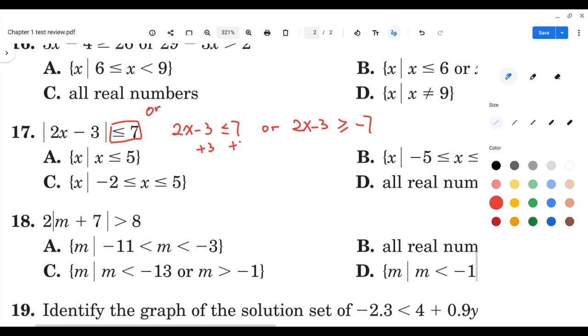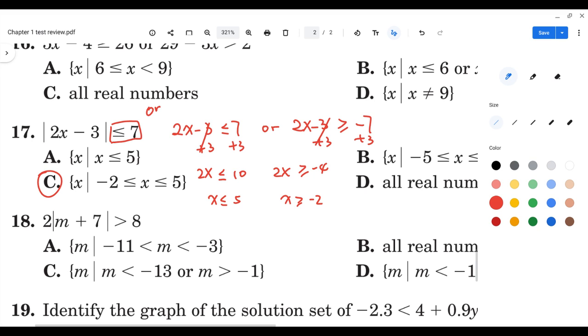Plus 3, plus 3, plus 3, plus 3. 2x smaller equal to 10, 2x larger equal to -4, and x smaller equal to 5, and x larger equal to -2. Put them together, it is this.